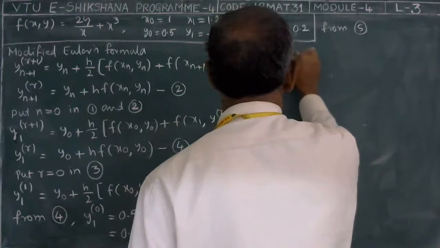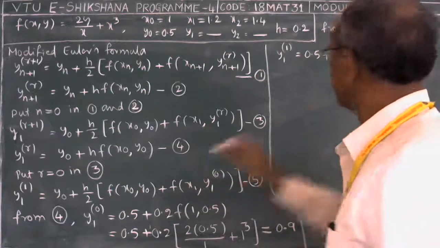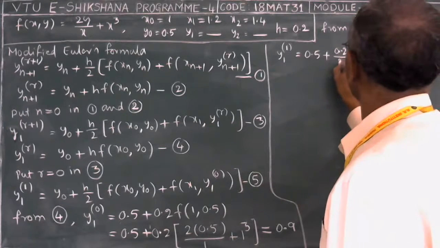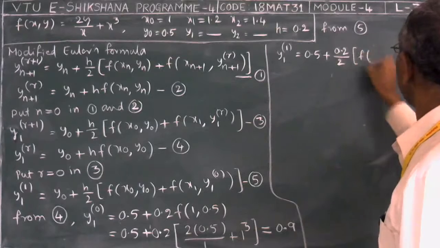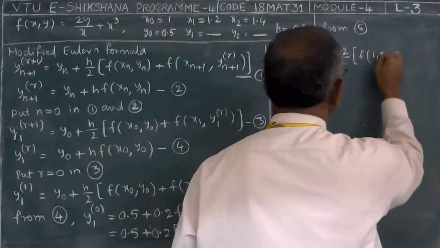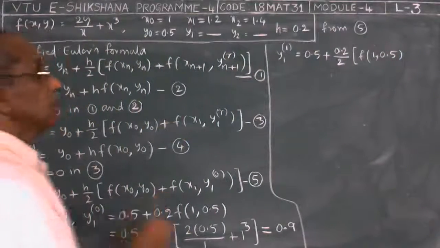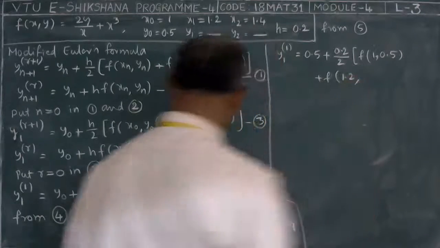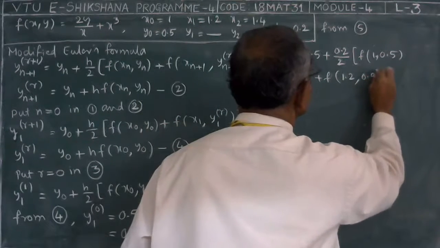y1 1 is equal to y0, which is 0.5, plus h by 2, h is 0.2, divided by 2, into f of, from 5 here, x naught comma y naught, 1 comma 0.5, plus f of x1, which is 1.2, y10 is 0.9. Close the bracket.